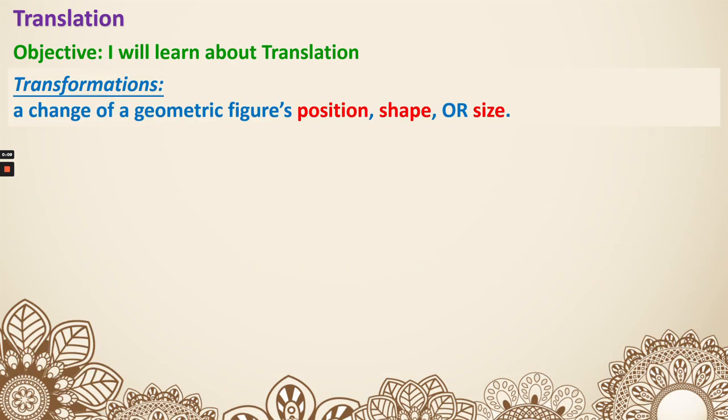Today we are going to talk about the first form of transformation, which is translation. Let's first define transformation. It is a change of a geometric figure's position, shape, or size. Could be one of these or it could be all of them. Just depends on the transformation we are talking about.